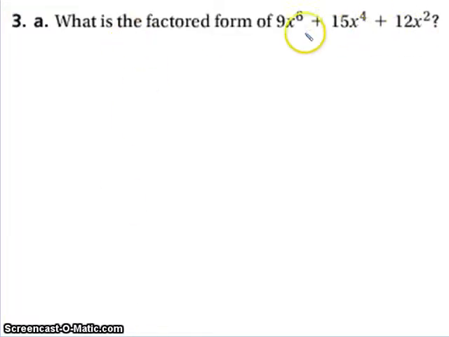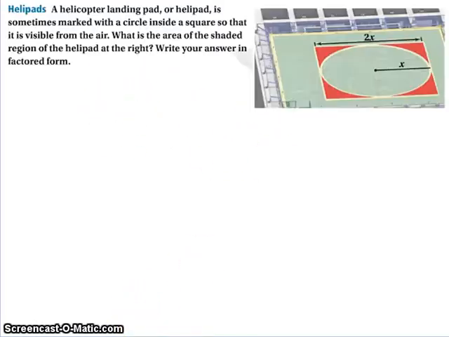All right, factored form of this, find the GCF of 9, 15, and 12. Find the GCF of x to the 2nd, x to the 4th, and x to the 6th. Pull them out, find out what goes inside the parentheses. So you're going to have these three values that you need to figure out, and then the value inside. Okay, so go through the process, pause it, do that one.